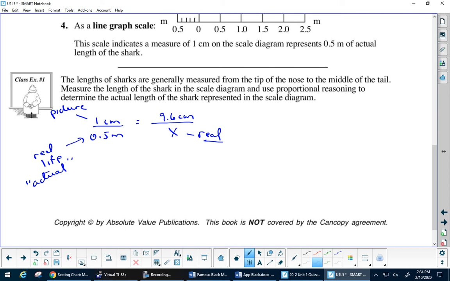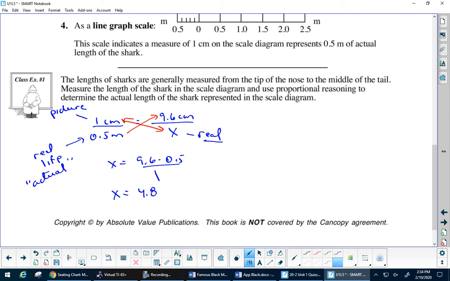Okay, so you would go 9, you would bring that up here, and these two would trade, right? So then you would get x equals 9.6 times 0.5 all over 1. And x equals, what are we getting? 4.8.